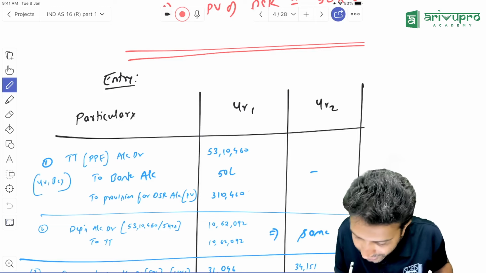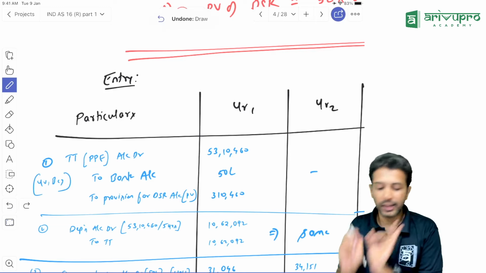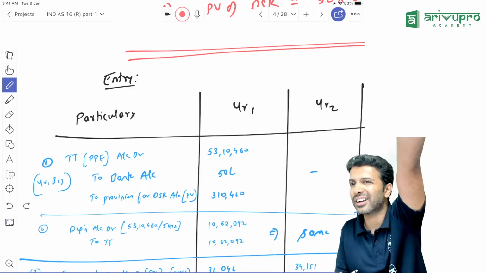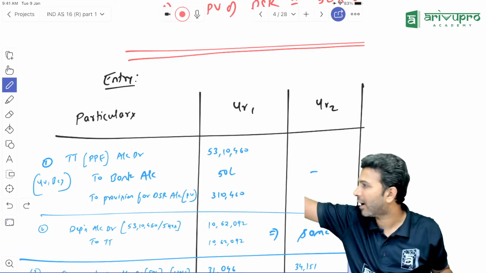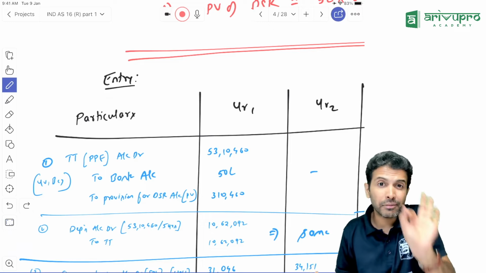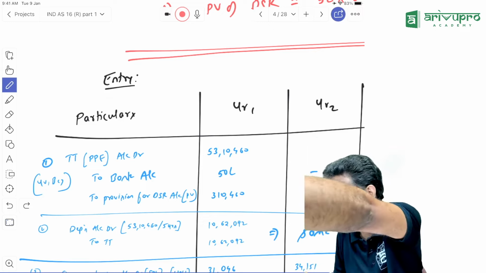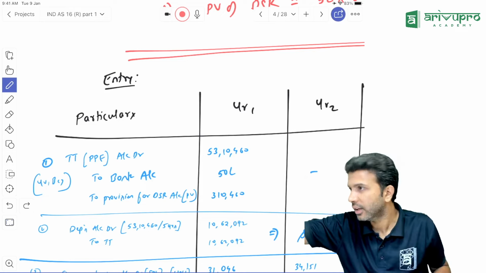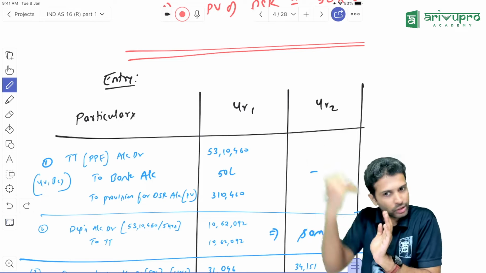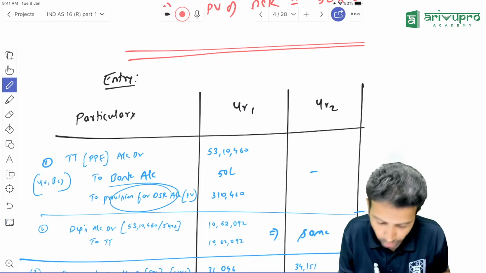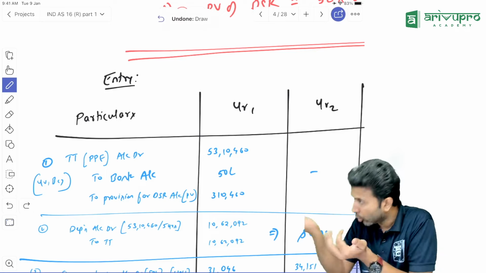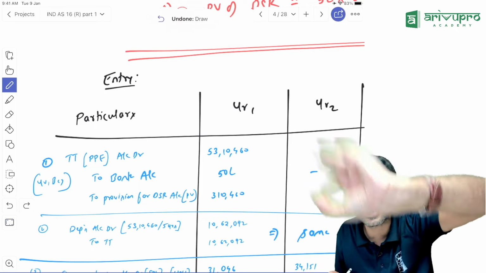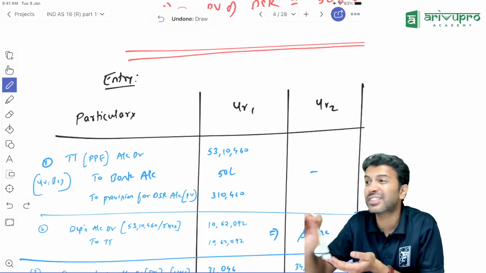At year 1 beginning, what is my provision balance? 3,10,460. Should it stay 310 or do I have to go on increasing it? Increasing it. As time passes, I have to go on booking the time value of money, the interest charges. On your liability, will you get interest or do you have to pay interest? If you're confused whether it is interest charges or interest income, think of it like this. This provision for DSR, you will receive or you have to settle? That means it's a liability, or you can think of it like a loan.